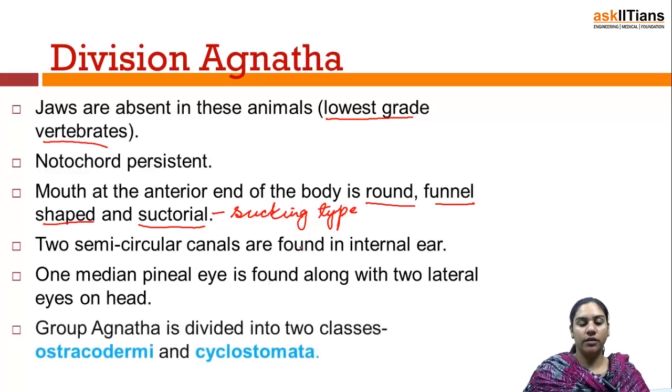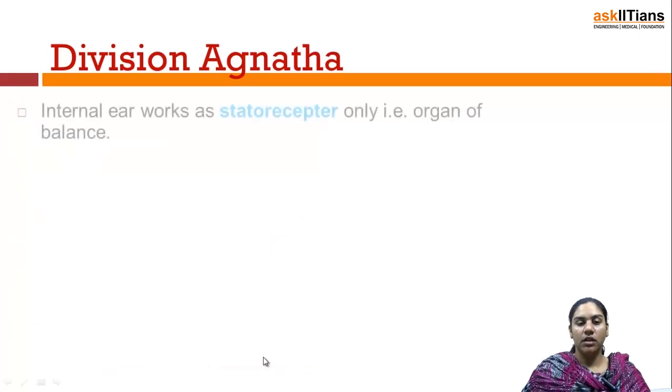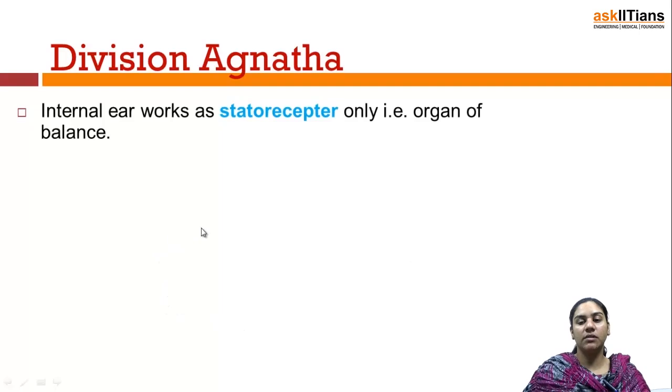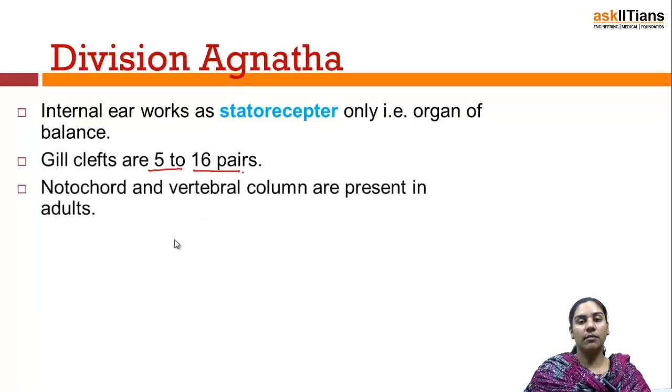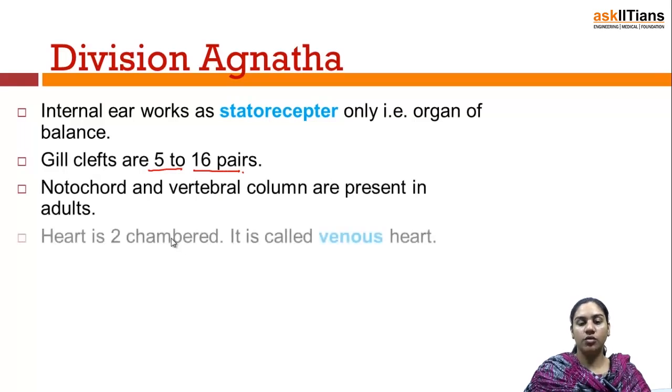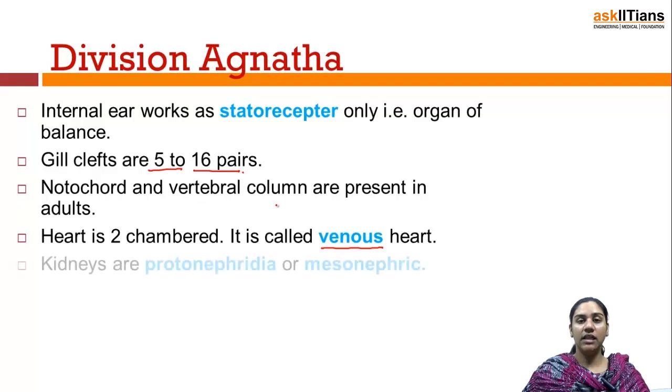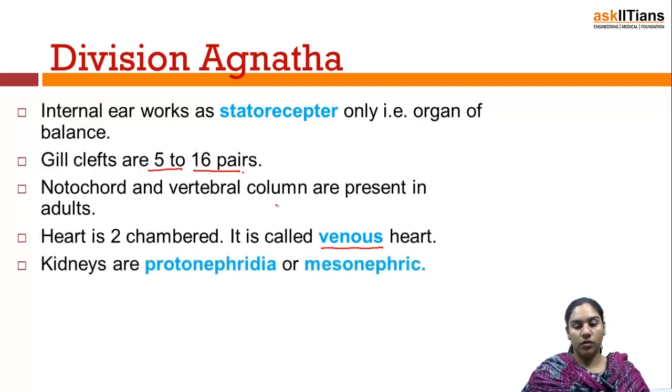The group Agnatha is divided into two classes, Ostracodermi and Cyclostomata. The internal ear in these animals works as a statoreceptor, means organ of balance. The gill clefts are 5 to 16 pairs. The notochord and vertebral column are present in the adults also, and the heart is two-chambered. The two-chambered heart is called the venous heart because there is no differentiation between the oxygenated and the deoxygenated blood. The kidneys are pronephric or mesonephric. The mesonephric is a kind of kidney in which there is one pair of tubules that carries the urine from the embryonic kidney to the exterior or to a primitive bladder.